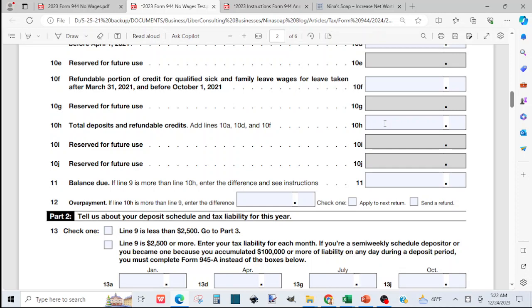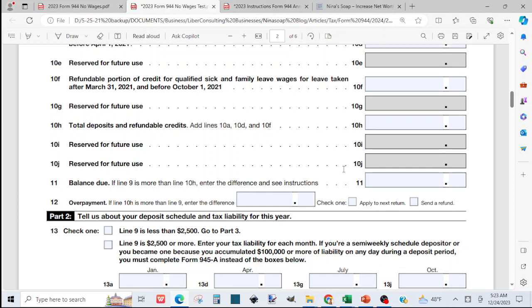Line 9 is the tax, line 10H is what you paid already, or the credit that you earned to apply against the tax. So if your tax is more than 10H, line 9 is more than 10H, you owe tax, you'll put it on line 11. If line 9 is less than 10H, they owe you money, then you put it on line 12, and you will check either to be applied to the next return or to be sent to you, one of the two.